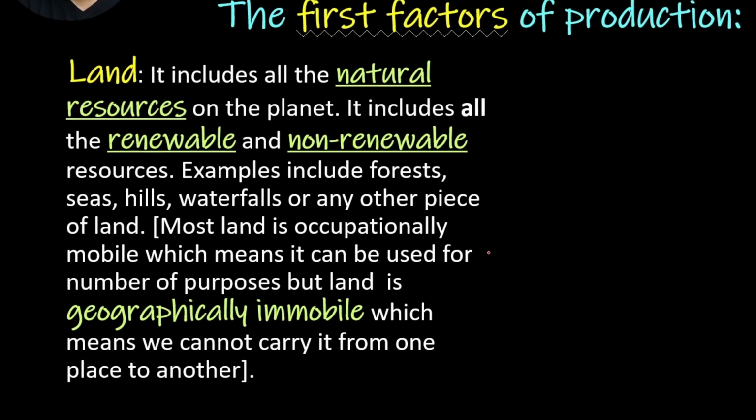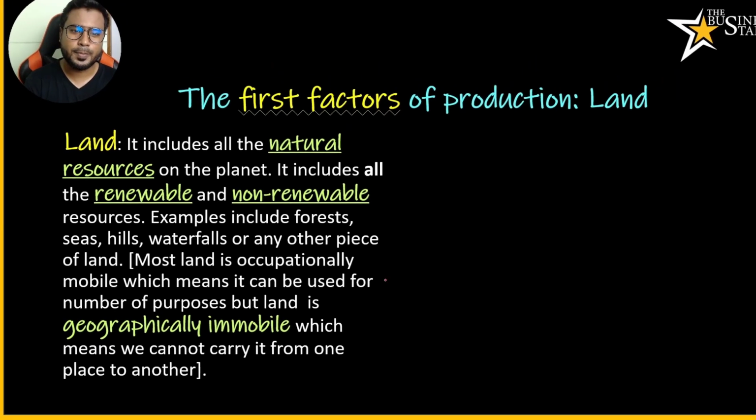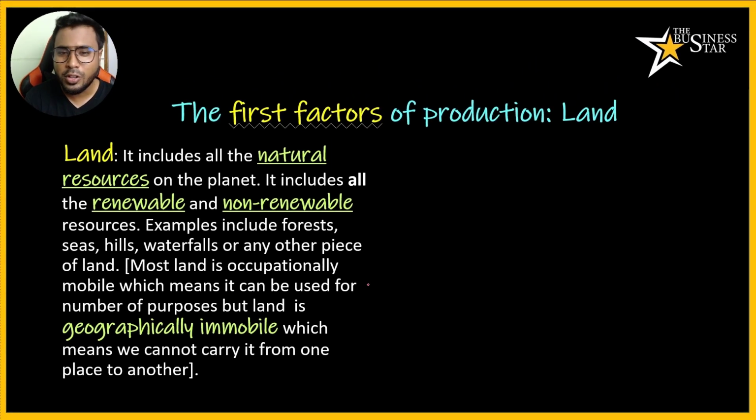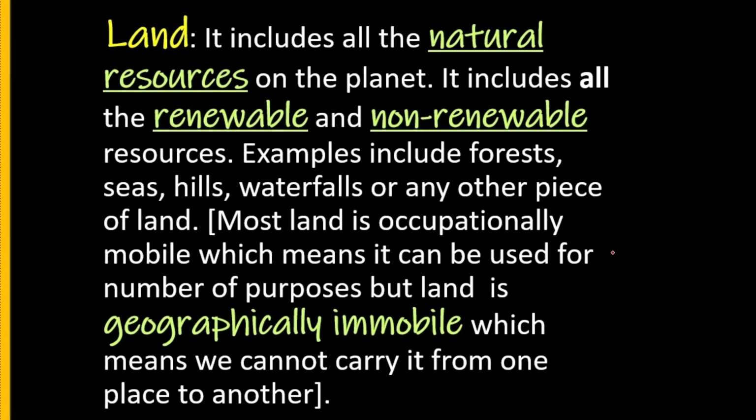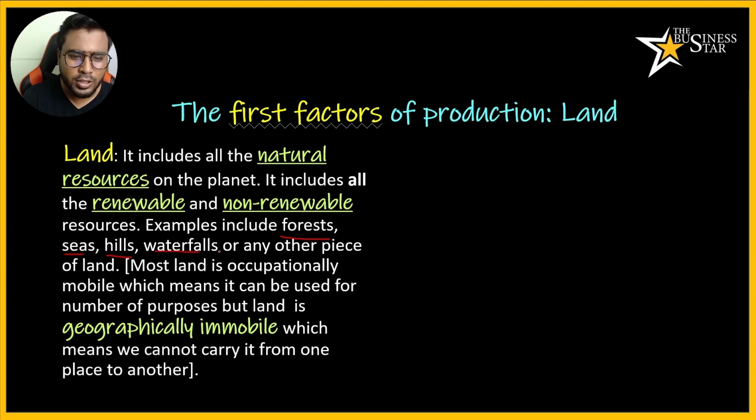So let's move on to the first factor of production, which is land. Land includes all the natural resources on the planet. It includes all the renewable and non-renewable resources, all right? That includes forests, seas, hills, waterfalls, or any other piece of land, okay?